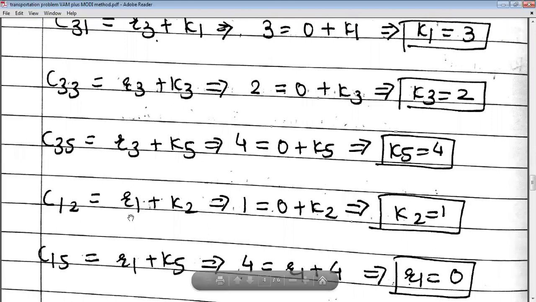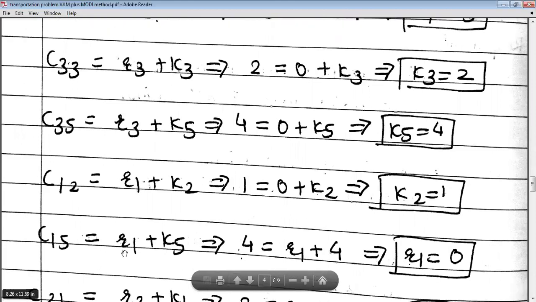So C12 equals R1 plus K2. So 1 equals 0 plus K2. That implies K2 equals 1. Now C15 is R1 plus K5. So 4 equals R1 plus 4, therefore R1 equals 0.